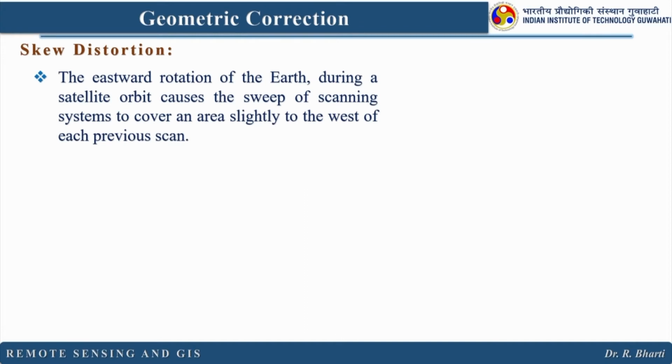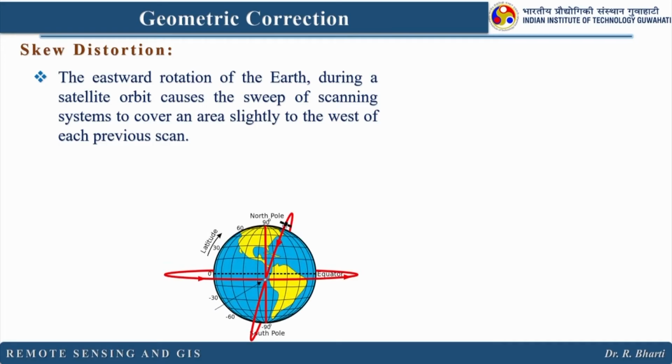So, skew distortion. Let us see what it says: the eastward rotation of the earth during a satellite orbit causes the sweep of the scanning system to cover an area slightly to the west of the previous scan, right. So, when you look at this figure, what is happening? This satellite is capturing this particular area, and how is it generating the image? So, this will capture this.